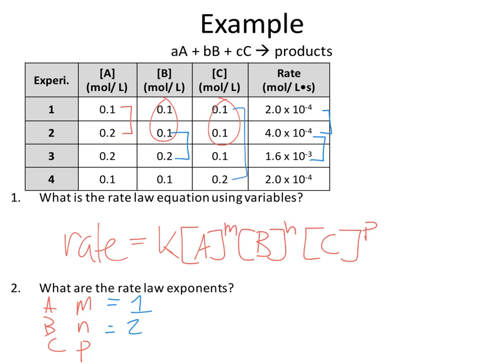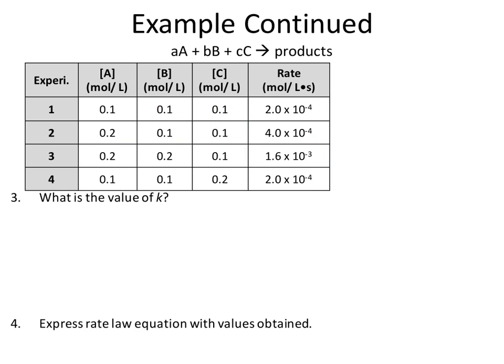So we've doubled C, so let's see what happens to the rate, and we see no change. What this means is that as we double C, there's no change in the reaction, which means that it's going to be a zero order reaction.